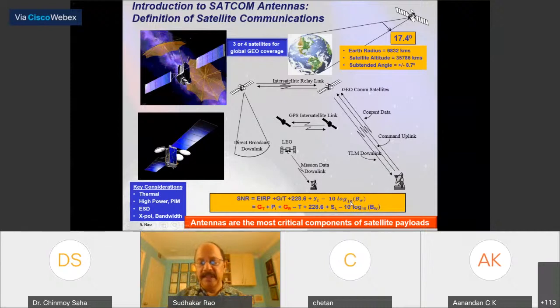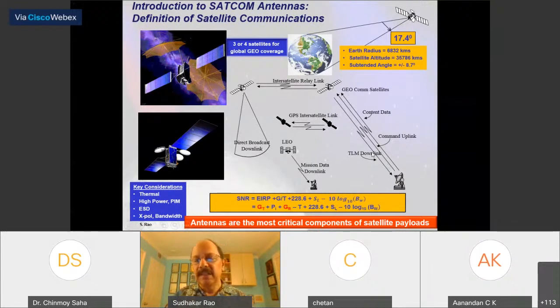So antenna is the most critical component of the satellite. Here in the block diagram, I show the uplink, which is when a ground station is transmitting. The satellite is receiving, so that's called uplink. Then it down converts the uplink into downlink frequencies. Say if it is C-band, it receives at 6 gigahertz, down converts to 4 gigahertz, and the satellite transmits at 4 gigahertz. So that's called downlink.